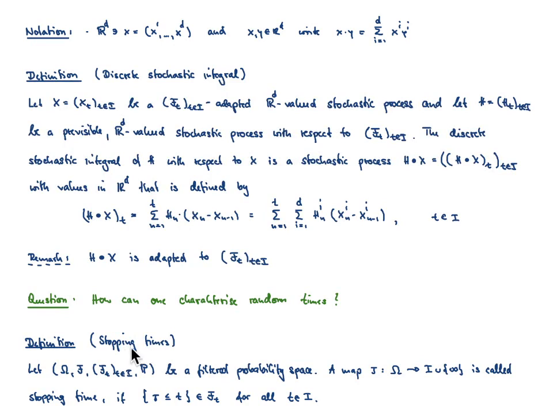As the first object, I would like to introduce the notion of a stopping time. For that, I need a filtered probability space, which I again denote by (Omega, F, the filtration F_t, P). And then a map tau from Omega to the index set I union infinity, and recall that the index set I is either finite or at most countably infinite. This map is called a stopping time if the following holds true, namely the event that tau takes values less than or equal to t is an event which is measurable with respect to F_t, and this should hold true for every t in this index set I.